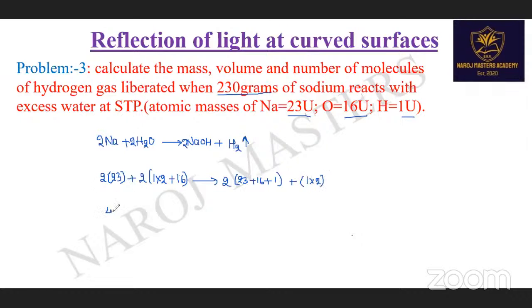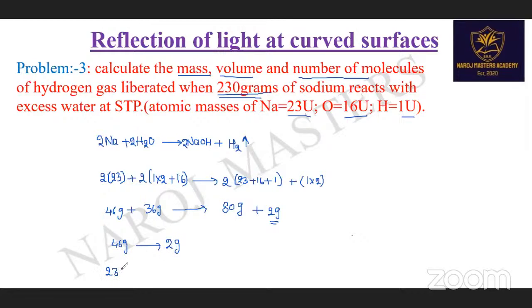So here 46 plus 2 plus 16, 18, 2 times 18 is 36 grams. And this is 23 plus 1, 24 plus 16 is 40, 40 into 2 is 80 grams, plus 2 grams. What is asked in the question: calculate the mass, volume and number of molecules of hydrogen gas liberated when 230 grams of sodium reacts with excess water. Basically from this, 46 grams of sodium gives 2 grams of hydrogen.